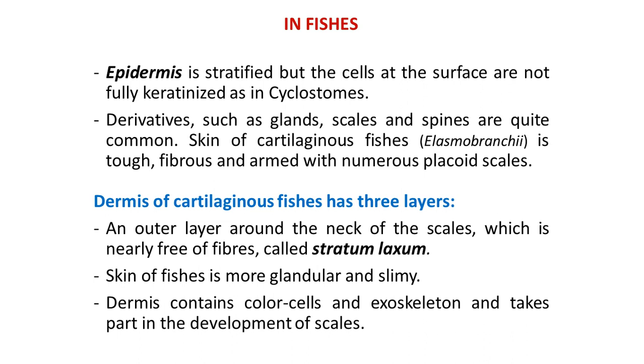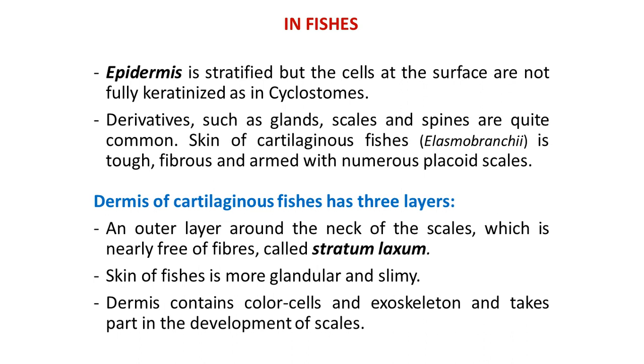In this group, we can see that a number of changes take place during this evolutionary period. If you take the example of fishes, the epidermis is stratified, but the cells at the surface are not fully keratinized as in cyclostomes. Derivatives such as glands, scales, and spines are quite common. Skin of cartilaginous fishes like the elasmobranch is tough, fibrous, and armed with numerous placoid scales.